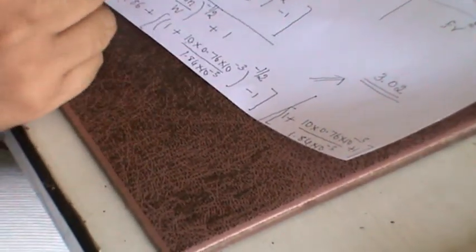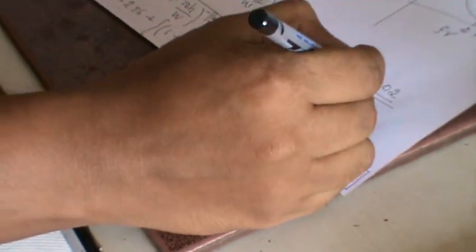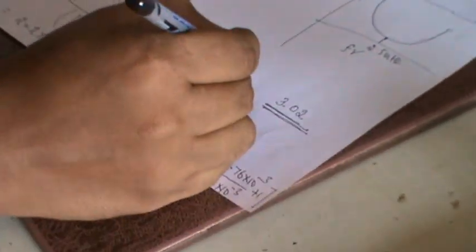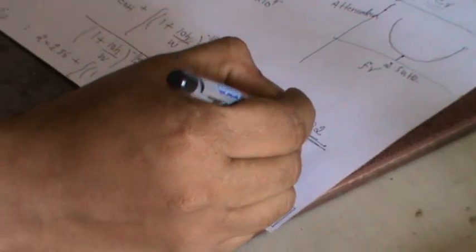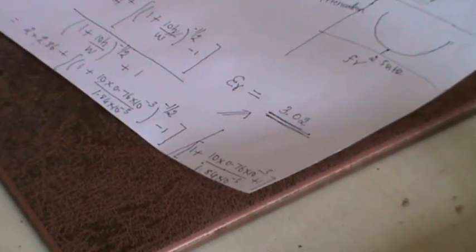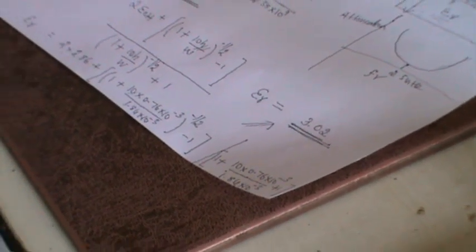I have substituted all the constants, and what I'll get is the dielectric constant of the material as 3.02. So that is nothing but the dielectric constant of this grey material.